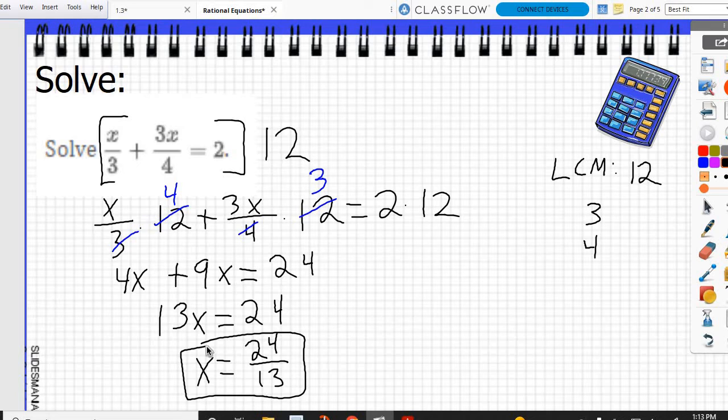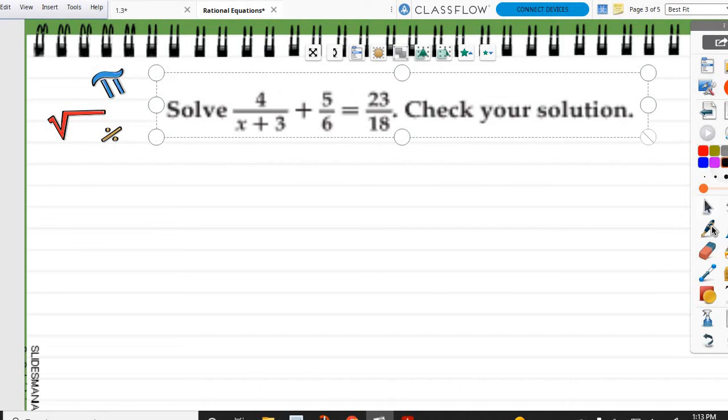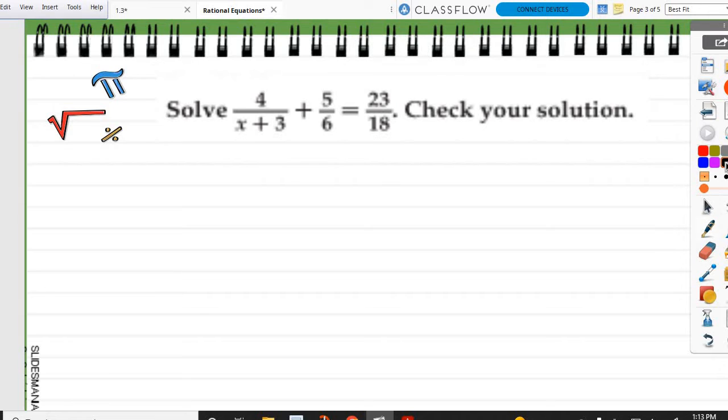Questions on that one? Now, like I said, that one doesn't have variables in the denominator. However, our process is still going to be the same. On this one, I do have variables in the denominator, but we also have some numbers. So we're looking at the least common multiple of x plus 3, 6, and 18.